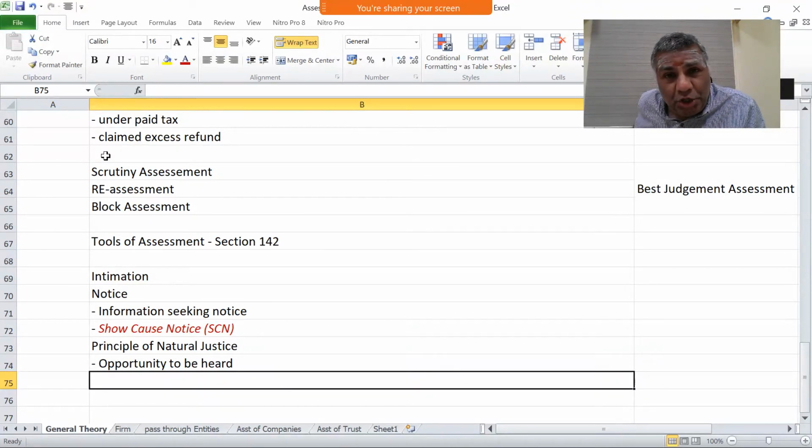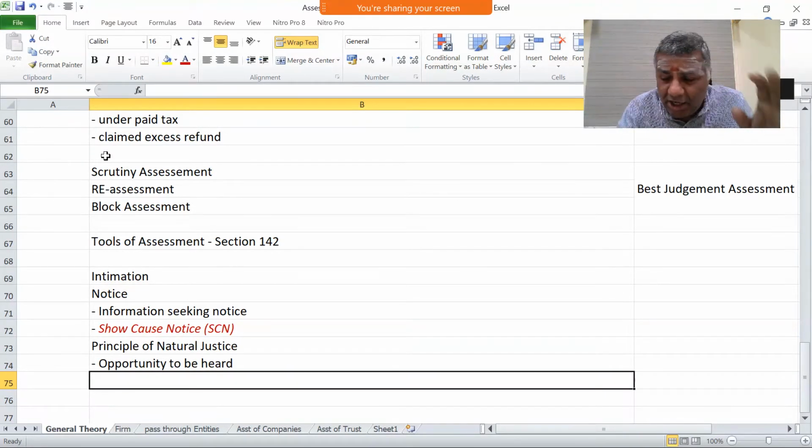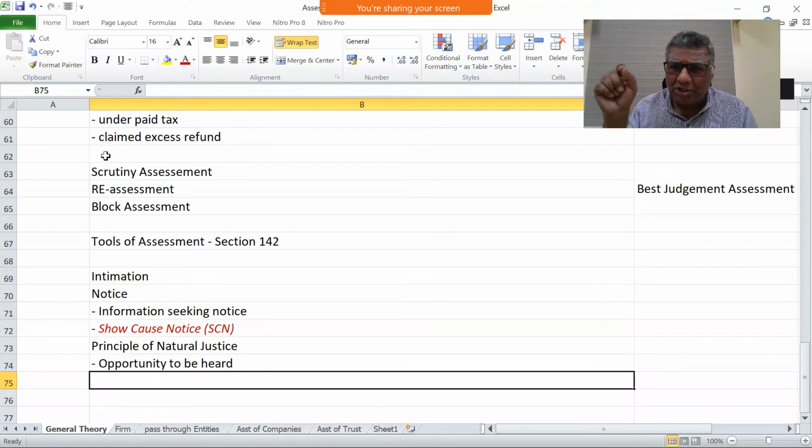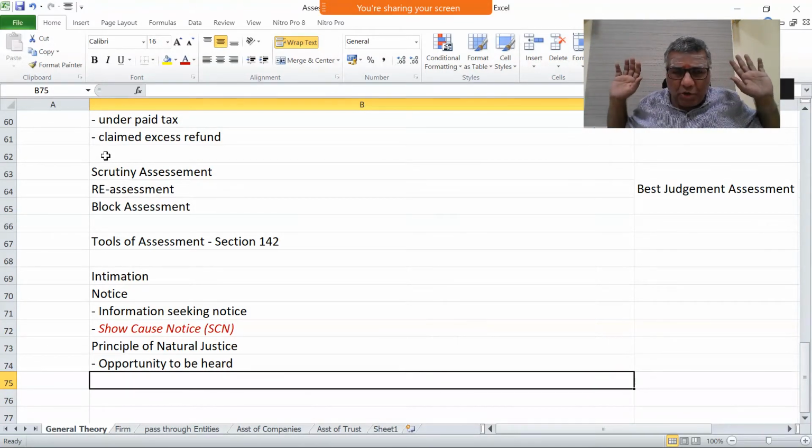TPO cannot pass a unitary order unless an opportunity is given to the assessee of being heard. Opportunity to the assessee is mandatory, not only our income tax law, our whole legal system speaks about the principle of natural justice. Everywhere from now on, where an external information is going to be used, the principle of natural justice will come. Assessing officer going to pass an order, principle of natural justice will come.